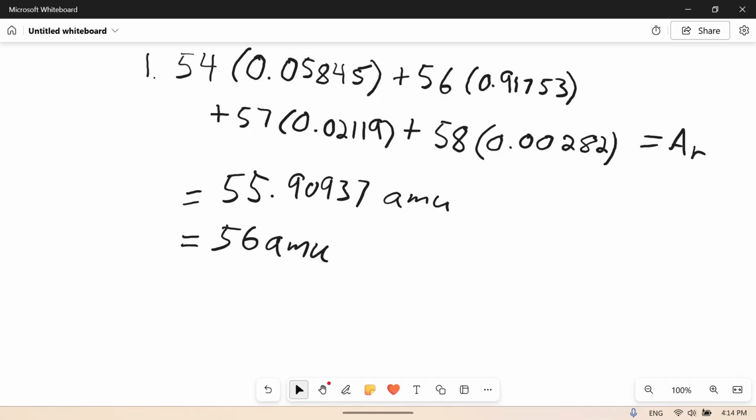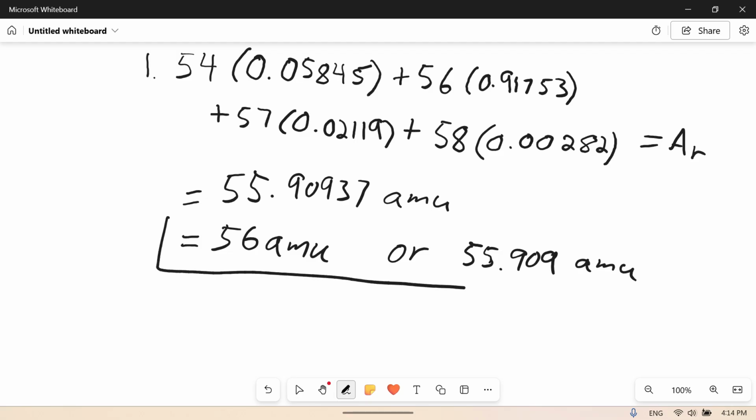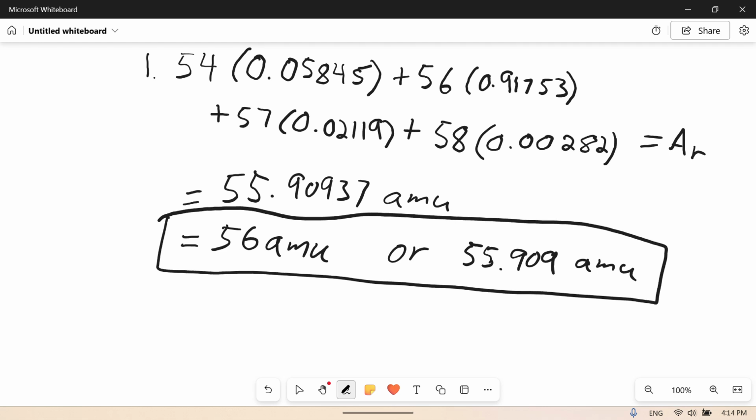If you use the counting rationale and say that that's unlimited significant figures, then instead you can use the relative abundance significant figures and maybe write this with 3 decimal places, 55.909. All right. So something like that should be what appears on the periodic table for iron.